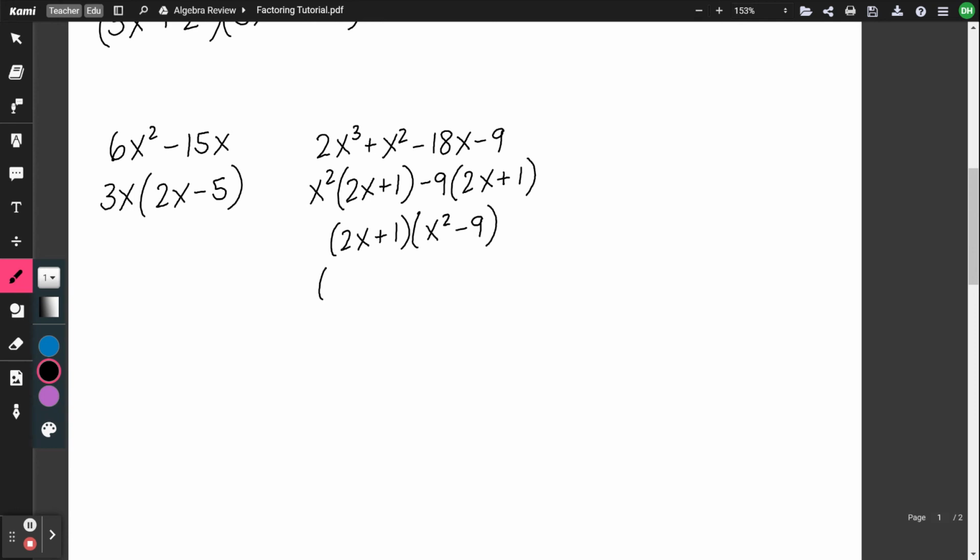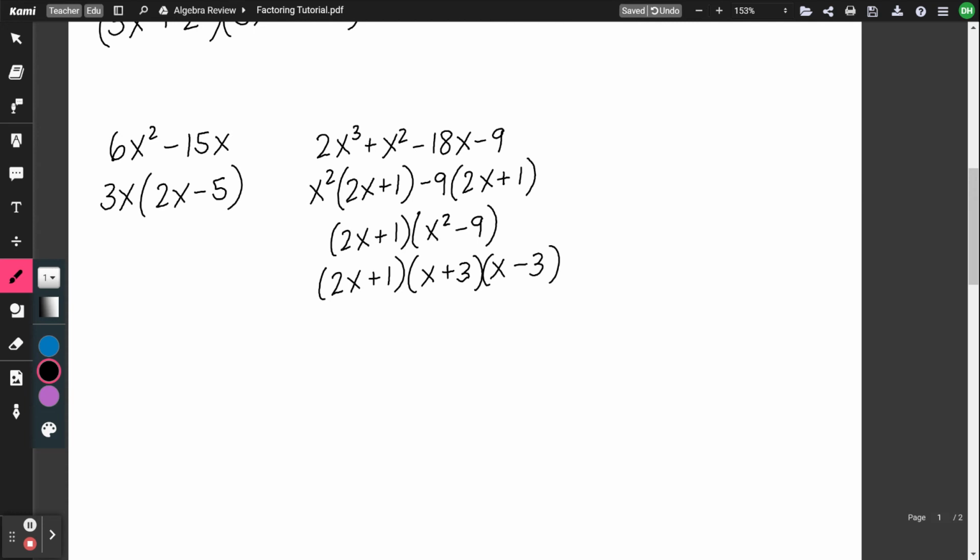Now notice, got to recognize those perfect squares. It's a difference of two perfect squares. So, sorry, let me set this up. That can be factored further. X squared is x times x. Negative 9 is positive 3 times negative 3. So now that's factored completely.